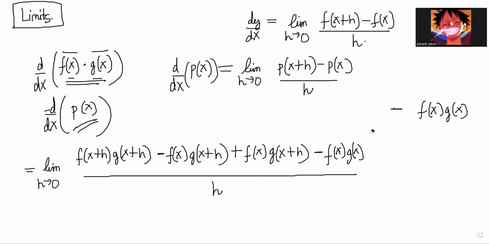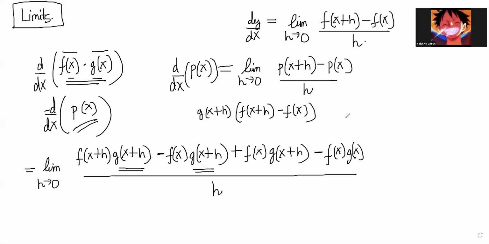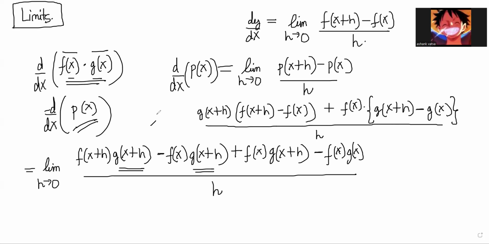Yeah. Now what is the purpose of adding it? Now we can see one thing. In the first two terms here we can take common, right? You can take g of x plus h common, no? Yes, sir. So let's take that common. G of x plus h common. You have f of x plus h minus f of x, right? Yes, sir. And in the second two terms, we can take f of x common. And you'll get g of x plus h minus g of x, right? Yeah. And whole thing is divided by h, and the limit is h tends to 0, right?